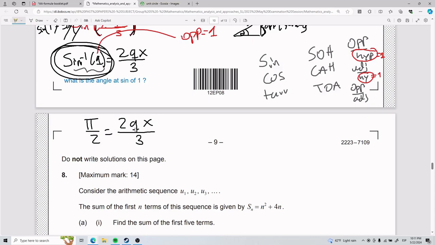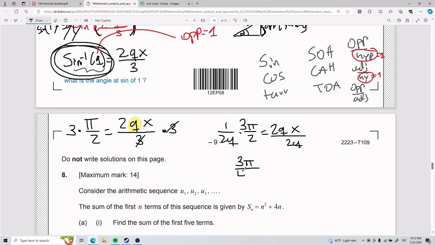And I know we have a q going around, but I'll explain how we handle that in a second. Just for now, get x alone. The first thing I would suggest is that you multiply by 3 to both sides, so this goes away with this, and you end up with 3 pi divided by 2 equals 2qx. From here, you can divide by 2q to both sides. That means you end up with 3 pi divided by 4q equals x.